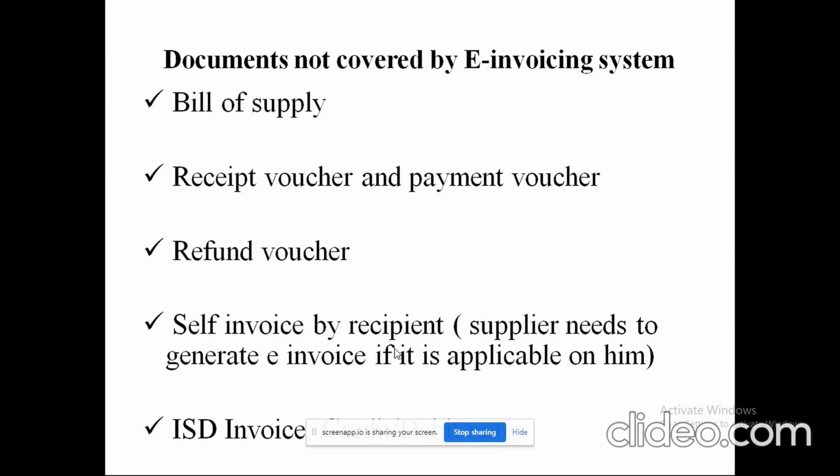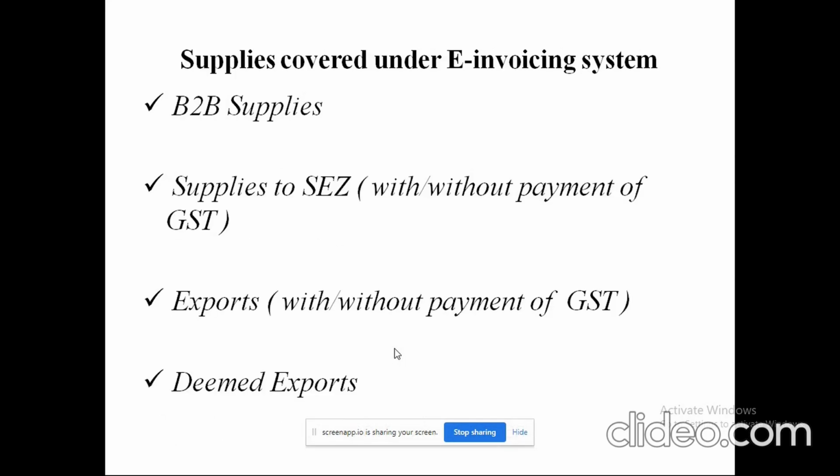The supplies covered under the e-invoicing system are B2B supplies, then supply to SEZ with or without payment of GST. Third one is exports with or without payment of GST. Fourth one is deemed exports. B2C supplies are not covered under the e-invoicing system as of now. It will be added in a future period of time.